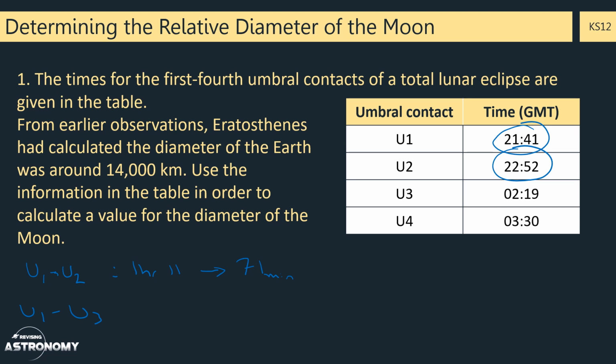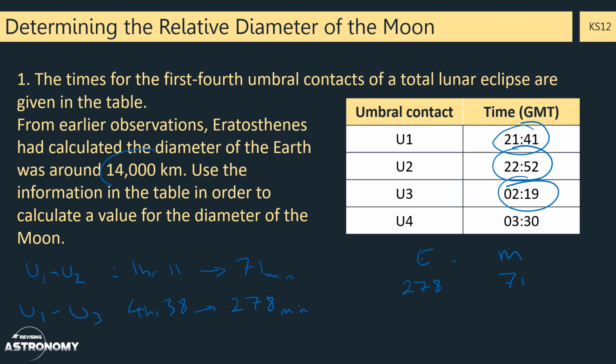So U1 was at 2141 and U3 was at 2 hours 19. So that's 4 hours and 38 difference, which is equivalent to 278 minutes. 4 multiplied by 60 is 240, plus the 38 gives me 278 minutes. We then know that the ratio between those can be used to work it out. So we know that the diameter of the Earth in time is 278 minutes, whereas the moon was 71.